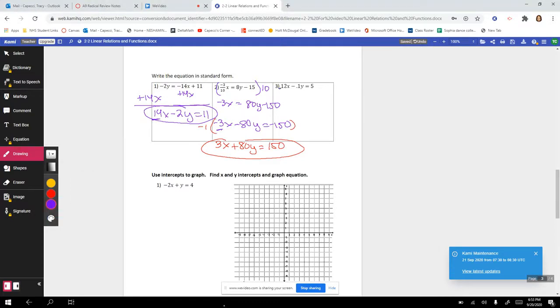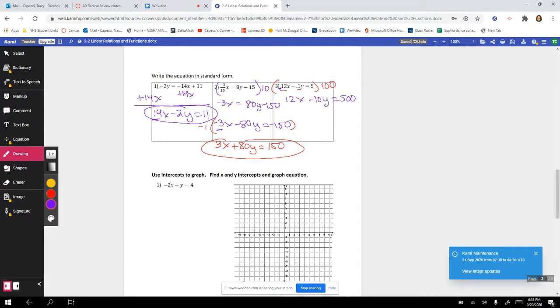Now for the next problem, this is supposed to be 0.12. So I have 0.12x minus 0.1y is equal to 5. Now I don't have a fraction, but it's the same thing. We can't have decimals. If I look at this, I have 2 places after that decimal, and over here only 1, so by multiplying everything by 100, that will get rid of those decimals for me. So I end up with 12x minus 10y is equal to 500.